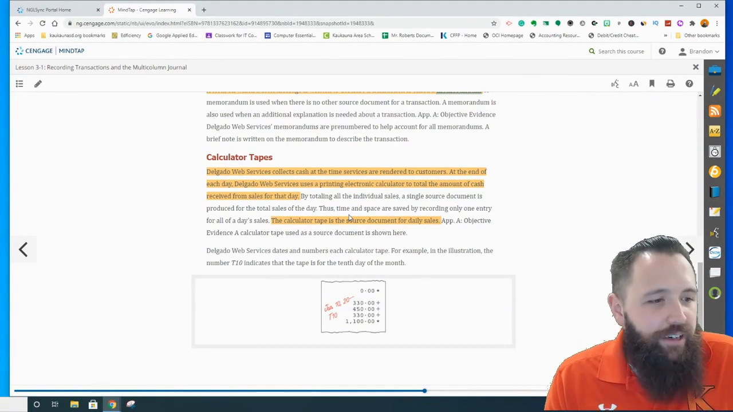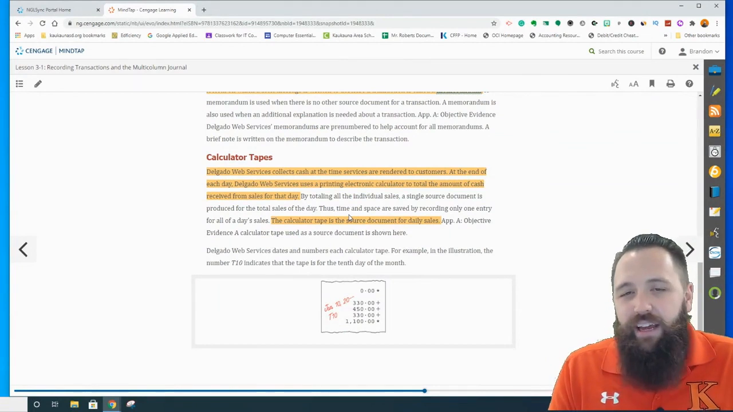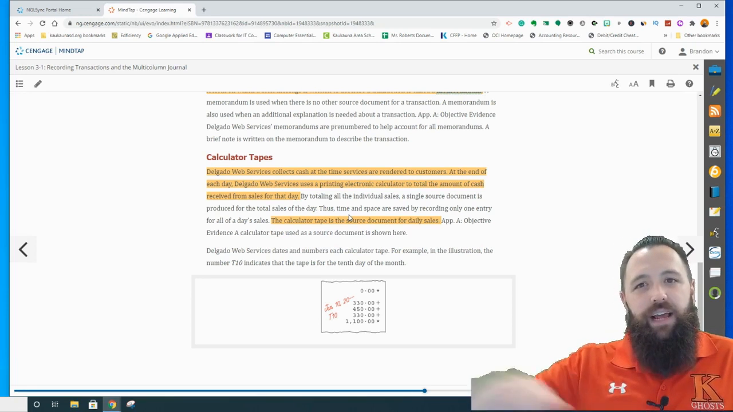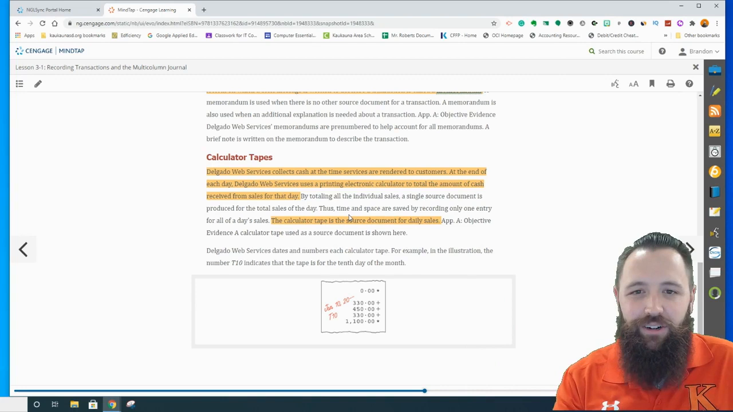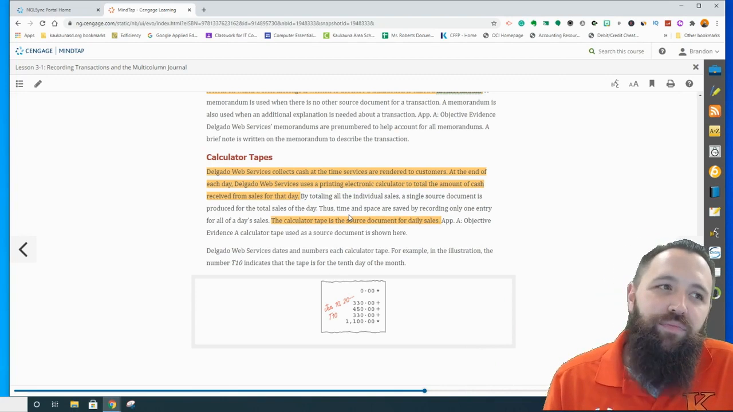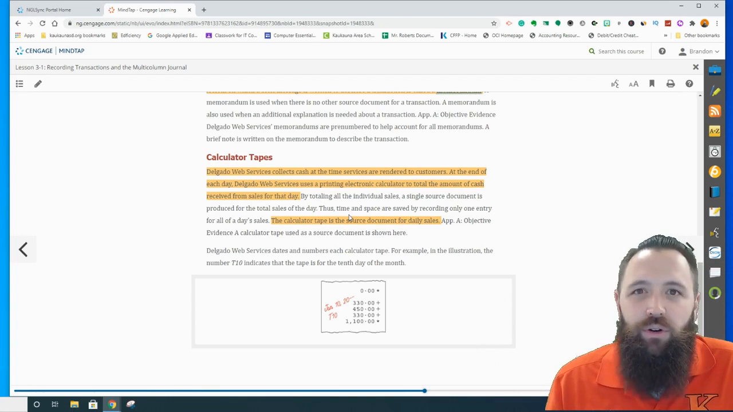Next, we have calculator tapes. And for those of you that are cashiers, kind of think of it this way. At the end of your shift, I'm sure they print off an entire cash receipt, and then you've got to close out your cash register, right, to see all the sales that you did for the day. Well, let's say you just have one cash register for your store.